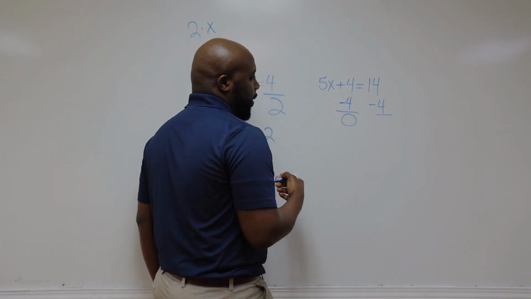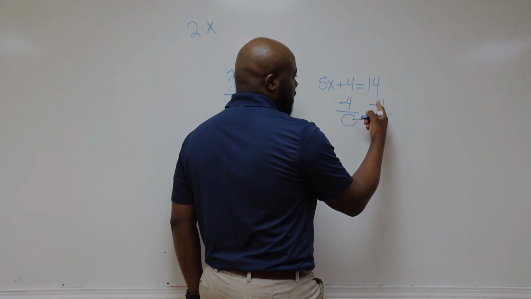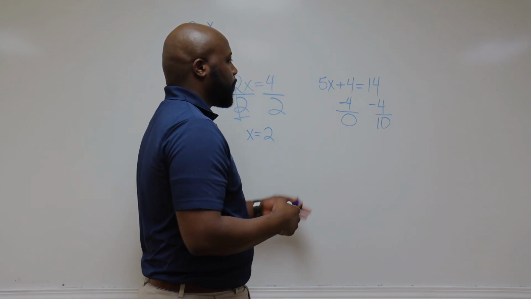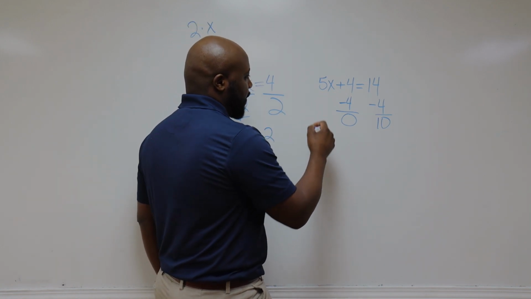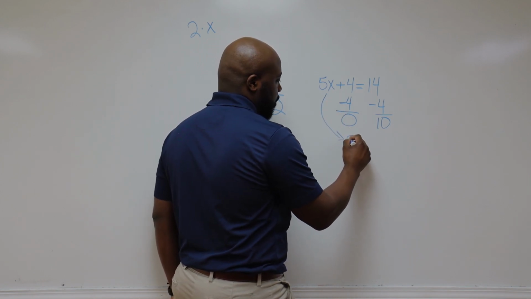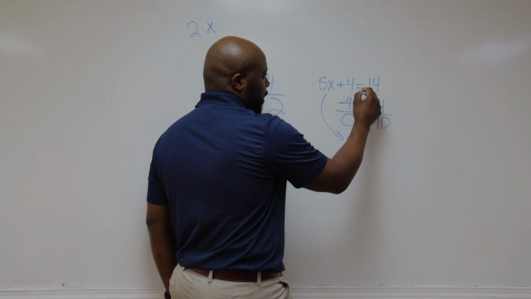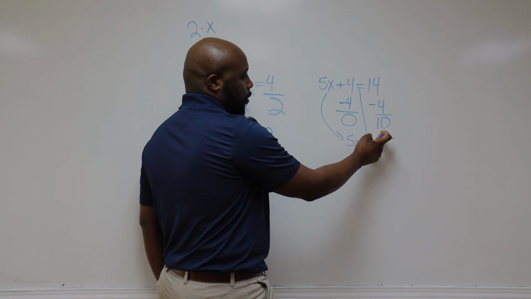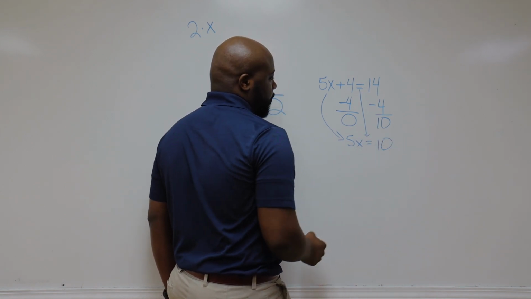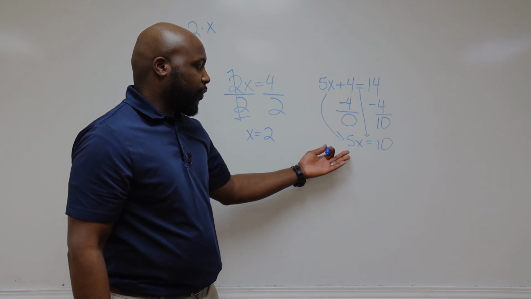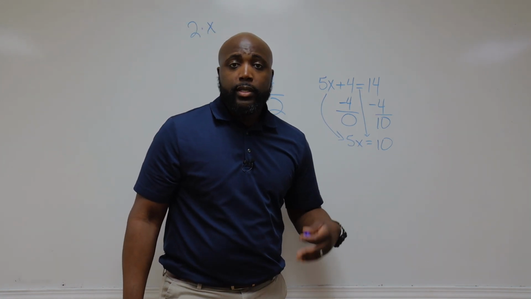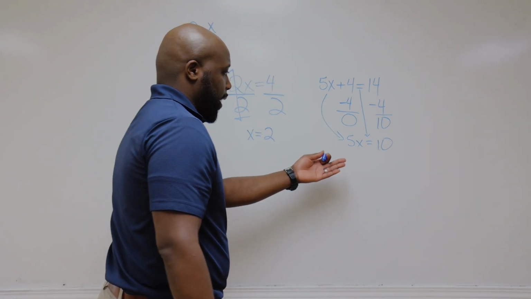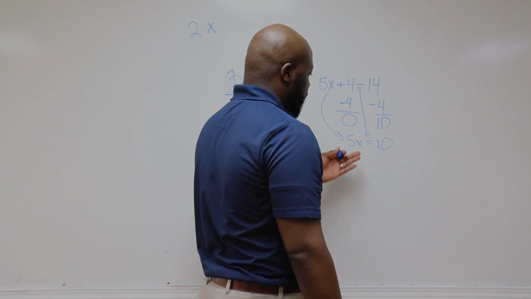So we know that 4 minus 4 is 0. We have 14 minus 4, which is 10. And now we can simply bring down our 5x, and we bring down our equal sign, and also our 10. So now we're left with 5x is equal to 10. Well, we still have to get the variable by itself, right? So let's go ahead and do the opposite function from what we see.